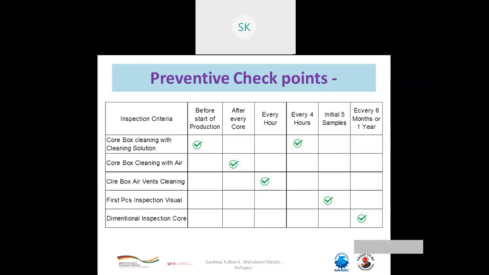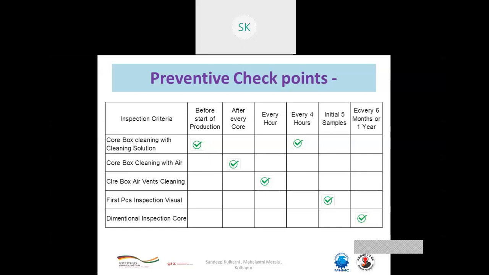This is a small table I have made for the preventive checkpoints in the core box inspection. Core box cleaning before start of production is important, and every 4 hours it is important. Core box cleaning with air after every core is important. Then the core box air vent cleaning is important every hour. We have to clean the vent of the core boxes. First piece inspection, initial 5 samples, and dimension inspection of the core periodically every 6 months or 1 year.